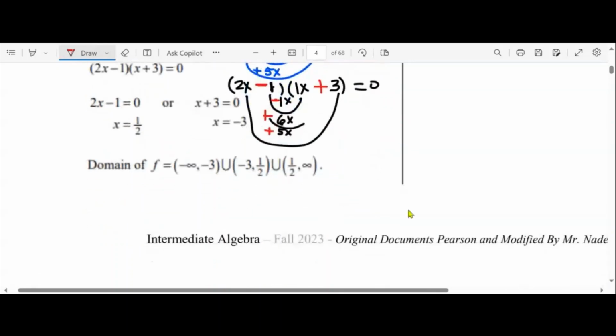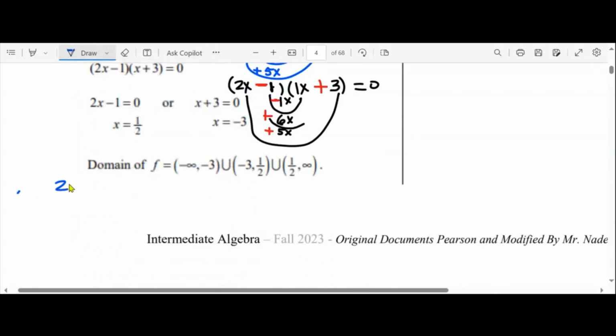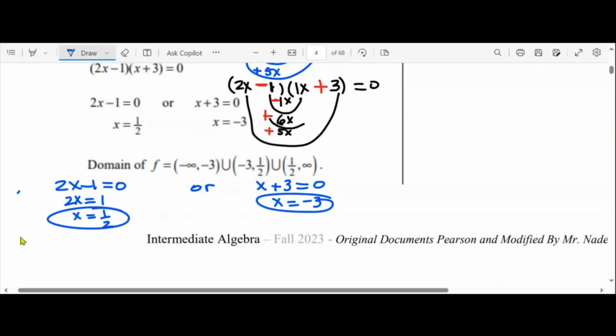Now, after you do this, take the one on the left side, which is 2x minus 1 equal what? 0. Or x plus 3 equal what? 0. So 2x equal what? 1. So x equal what? Half. X equal how much? Negative 3. So I have two answers.